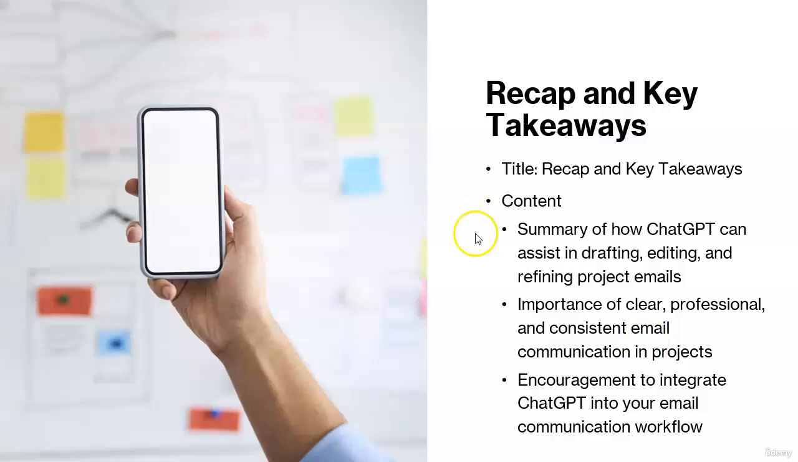Recap and key takeaways. To recap, ChatGPT can assist in drafting, editing, and refining your project emails, making your communication more efficient and effective. Clear, professional, and consistent email communication is essential in project management, and ChatGPT can help you achieve that with ease. Remember to always review and personalize the content before sending it out.